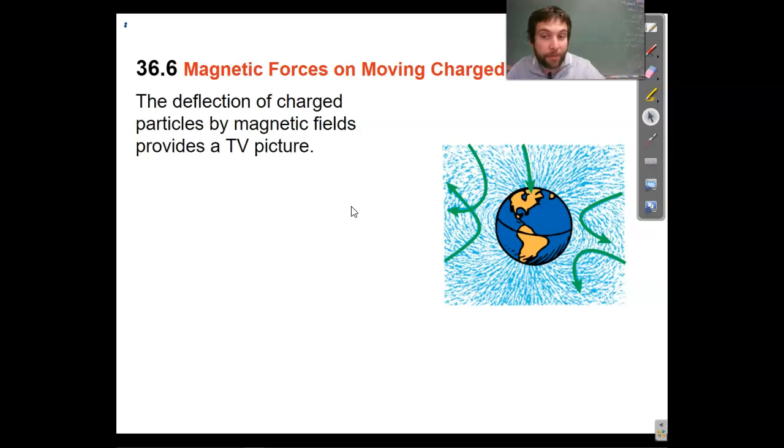Deflection of charged particles by magnetic fields provides a TV picture. At least it used to. TVs don't have those big backs anymore. When they had those big fat backs, they were CRT TVs or CRT monitors. Maybe you've seen some of them if you're into gaming. Those are better because you don't get as much lag.